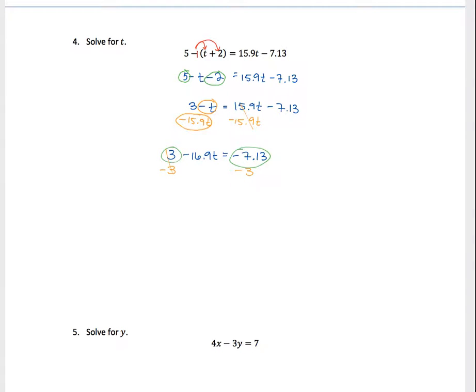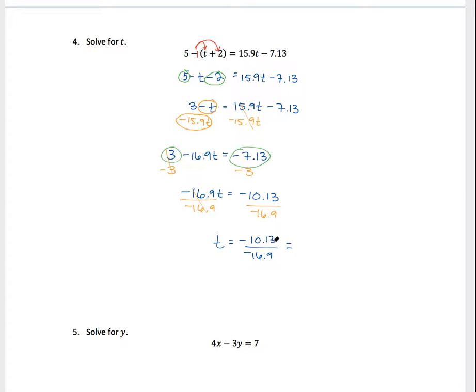Okay, that cancels out. So on the left-hand side here, we're left with -16.9t. And on the right, negative and a negative, that gives us -10.13. Okay? All right, and then our last step to solving for t is we have to divide out that -16.9. So let's do that on both sides. Okay, so this cancels out, leaves us with 1t. And on the right, we've got -10.13 divided by -16.9.